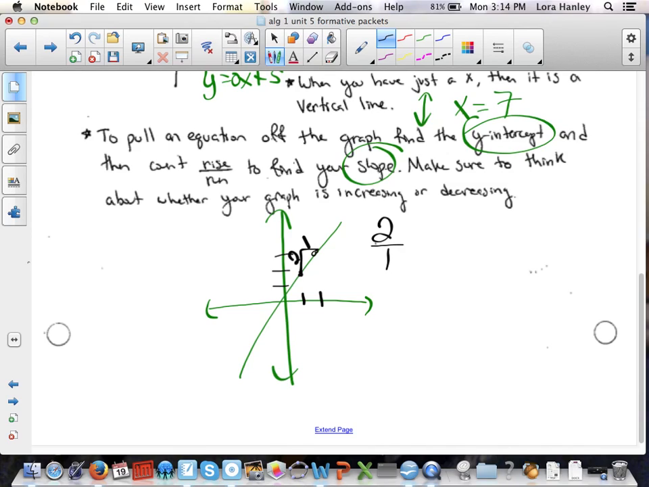We can also say that our y-intercept is where it crosses the y-axis. In this case, it's not an even point, so maybe our y-intercept is 1/2. And that's okay, but that will be our b value, or the value that goes at the end of our equation.